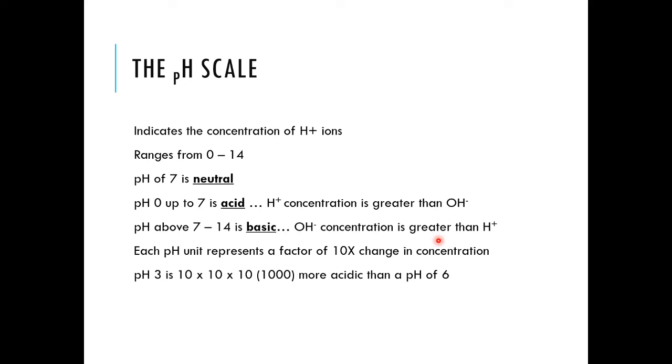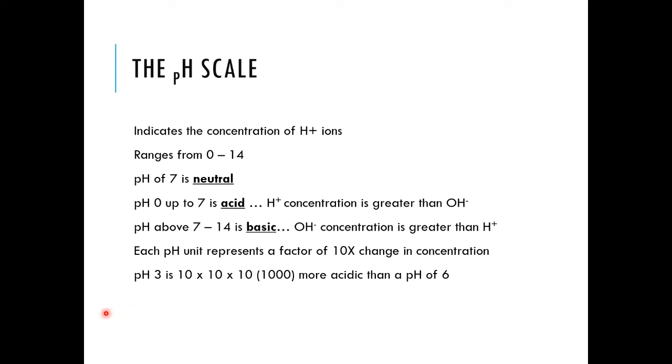So that being said, if you have a solution that has a pH of 3 and a solution that has a pH of 6, that 3 levels is 10 times 10 times 10, or 1,000 times more acidic than the pH of 6. So there's 1,000 times greater concentration of hydrogen ions, H plus, in a solution that has a pH of 3 than in a solution that has a pH of 6. All right, so that's the pH scale.